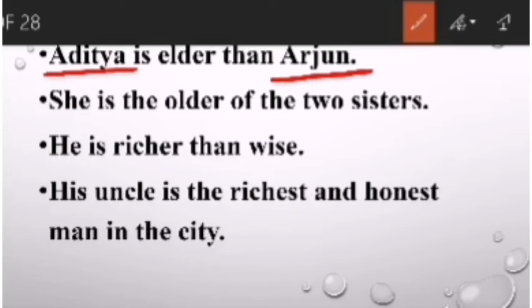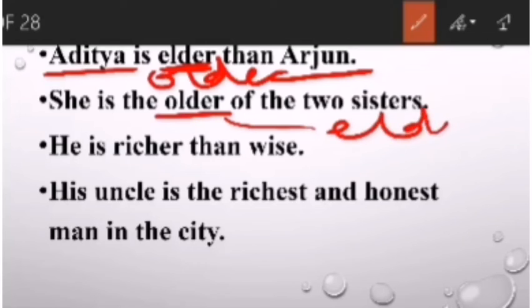Aditya and Arjun have no relationship here, that is clear. They are just two individuals, so we will be using older, not elder. Elder is used within family. She is the older of the two sisters. So here you got the answer. Now here it will be elder.